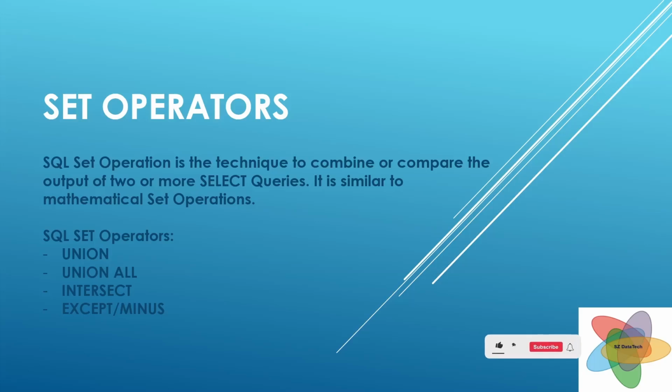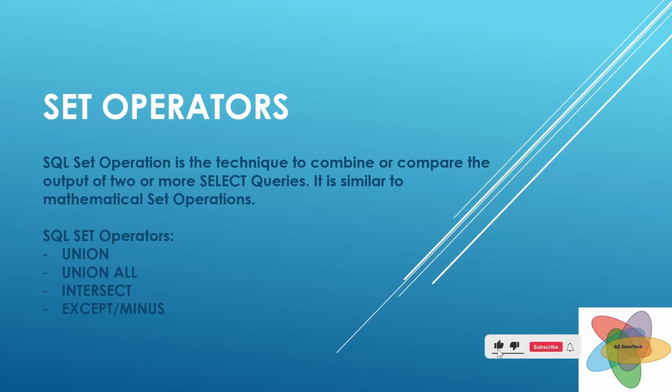In this video, we are going to discuss SQL set operators. SQL set operation is a technique to combine or compare the output of two or more select queries. For this output, we also call it a result set. So in set operation, we are combining or comparing these result sets, and thereafter the final result set is provided to the user.